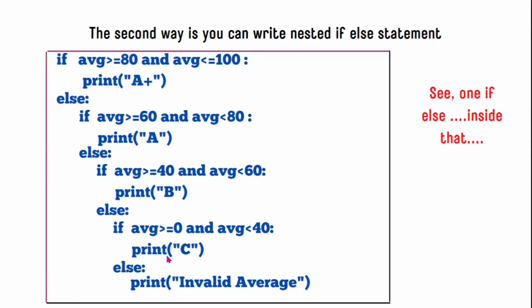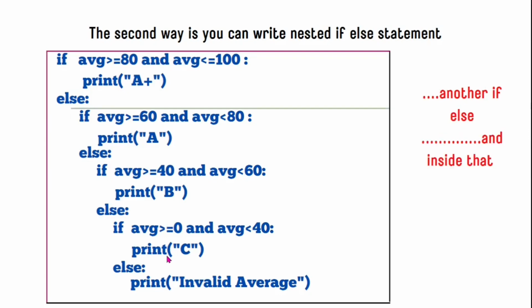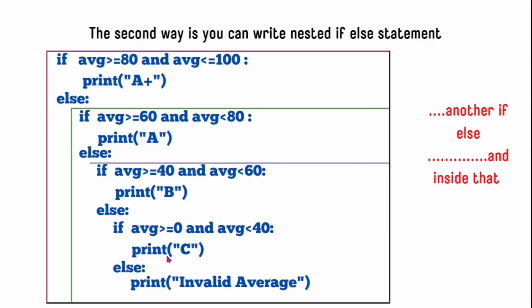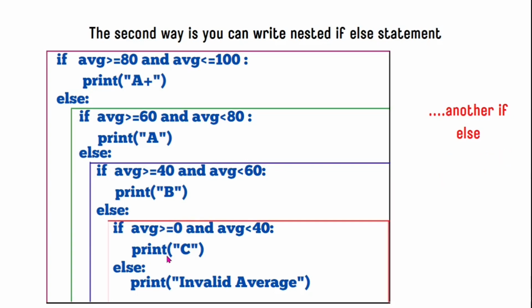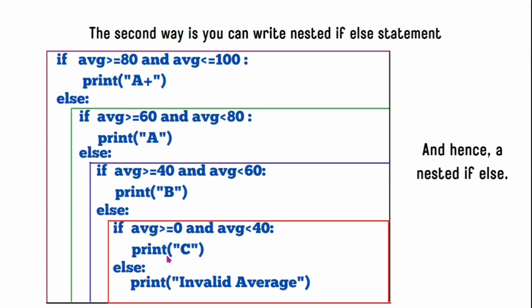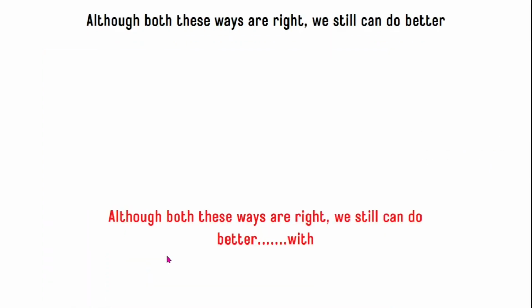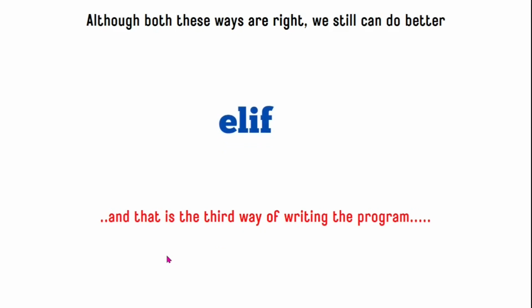See, one if else, inside that another if else, and inside that another if else, and inside that another if else. And hence a nested if else. Although both these ways are right, we still can do better with elif. And that is the third way of writing the program.